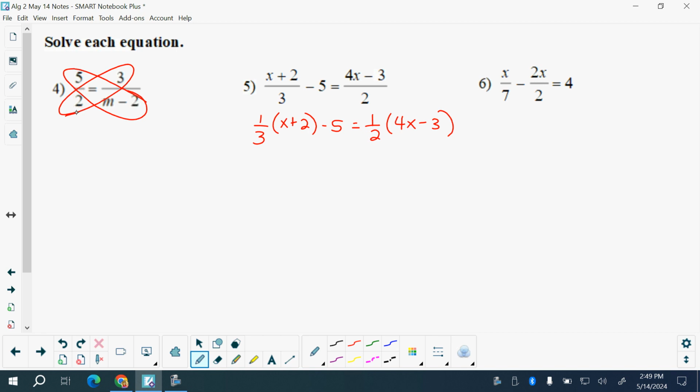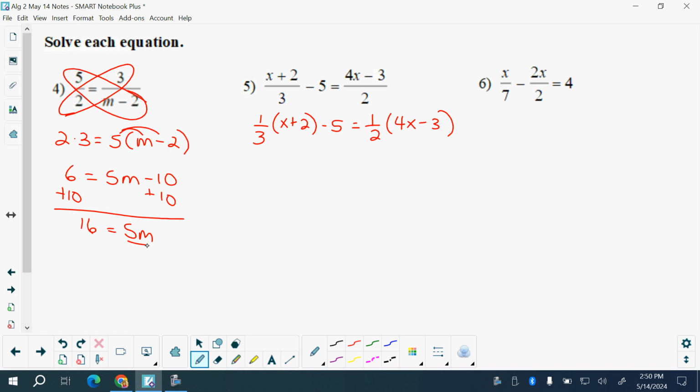So we can take 2 times 3 equal to 5 times m minus 2. Does it matter which order? Could I have put the 5 times m minus 2 on the left? Yeah, it doesn't matter. So then I get 6 equals 5m minus 10. Five m is 16, and then m is 16 over 5.